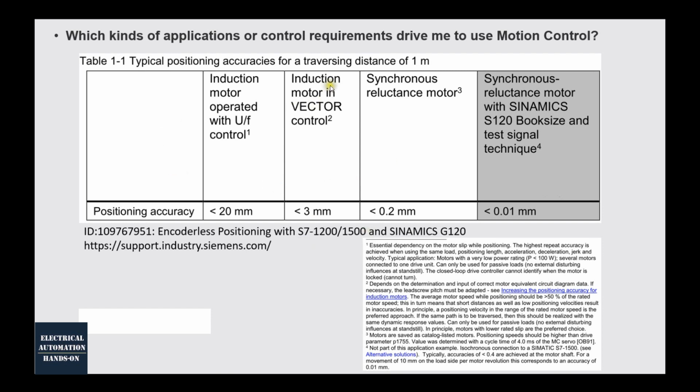For example, when we travel a distance of 1 meter, we can compare the positioning accuracy if we are using the vector control on the drive and induction motor, compared with the servo motor drive. So what is the positioning accuracy between them? Okay, this is the first question.